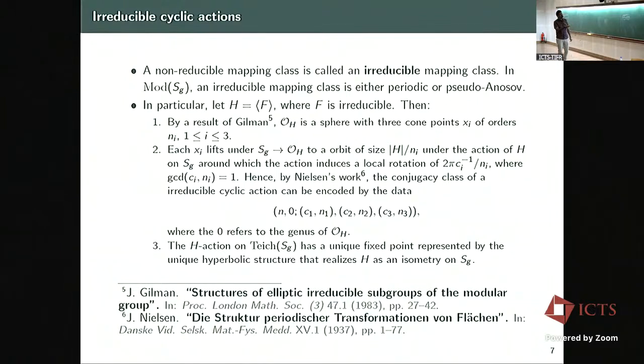So it's a result of Gilman that says that a cyclic subgroup of the mapping class group is irreducible if and only if the corresponding orbifold is a sphere with 3 cone points. That is, the orbifold associated with that cyclic action is a sphere with 3 cone points, right? And essentially, the cone points are going to be ordered.